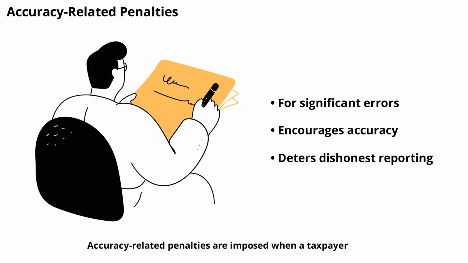Accuracy-related penalties are imposed when a taxpayer makes significant errors on their tax return, such as underreporting income or claiming deductions they're not entitled to. These penalties are meant to encourage honesty and accuracy in tax reporting. The IRS wants to ensure that everyone pays the correct amount, and these penalties help deter intentional or careless mistakes.